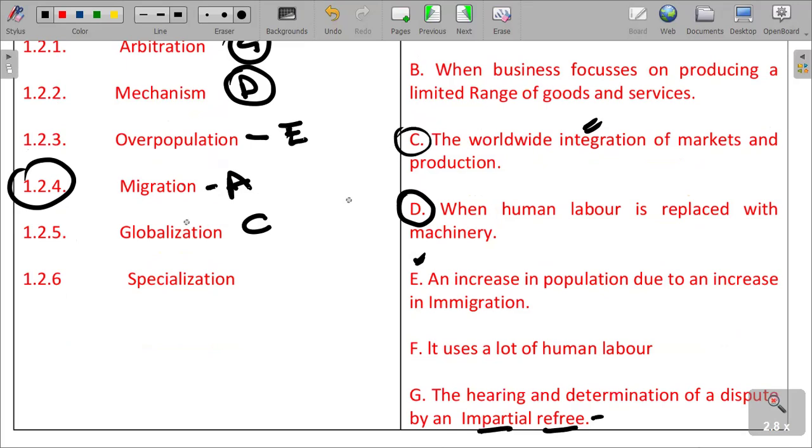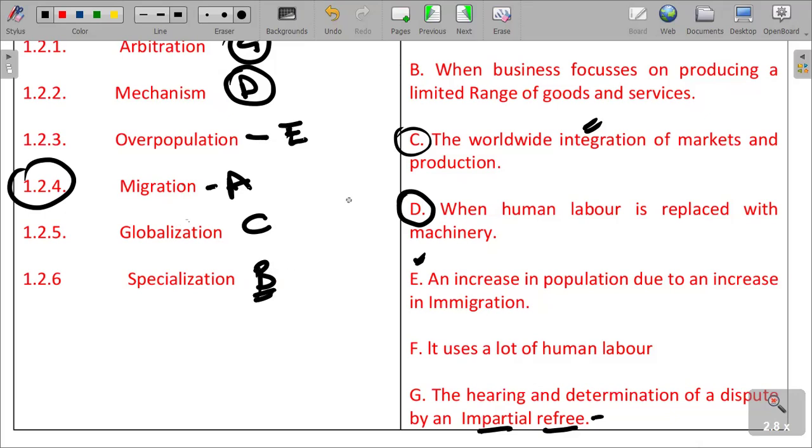That is C, and then specialization. Specialization is to do with people and businesses focusing on what they can do best within a limited range of goods and services. So what is happening is that businesses focus on producing a limited range of goods and services that they can do best. We call that specialization.